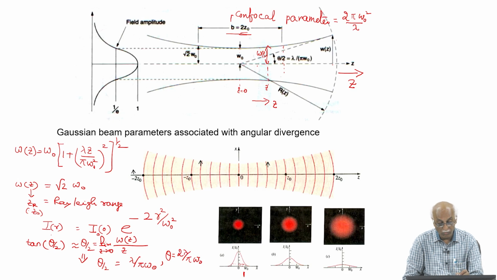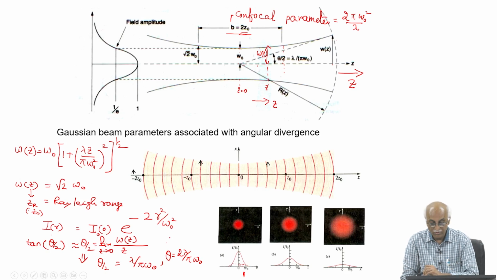You can see that if the wavelength of the electromagnetic wave is large, the angle of divergence will be large. For the same beam waist, with two different wavelengths, let us say lambda 1 and lambda 2, the divergence angle will be different. With longer wavelength, the divergence angle will be large, that is one thing. Secondly, if the beam waist is larger, the divergence angle will be smaller.